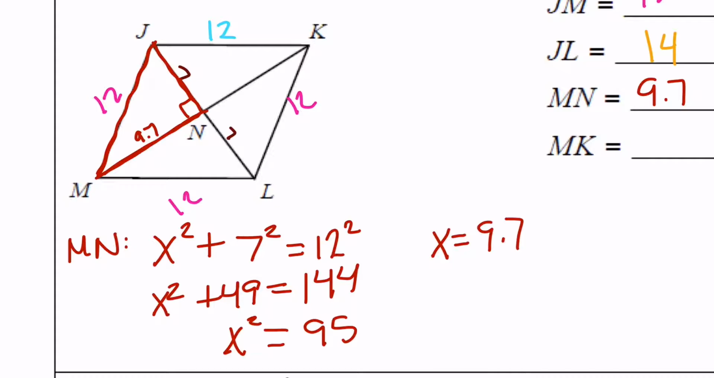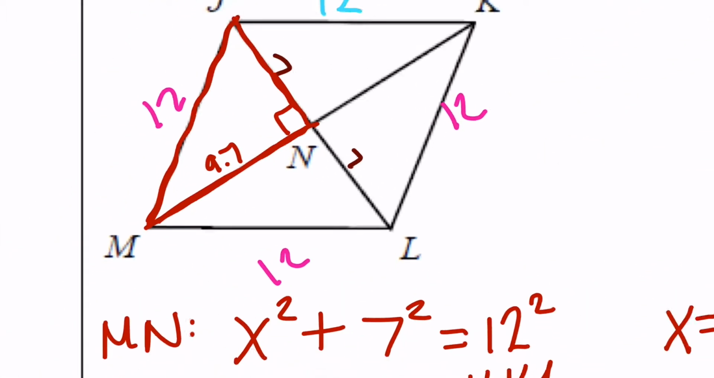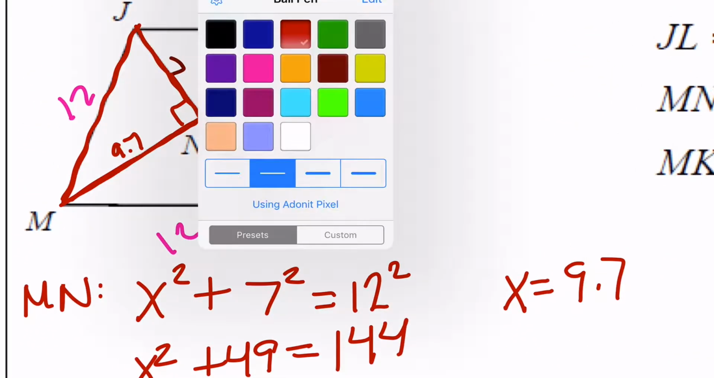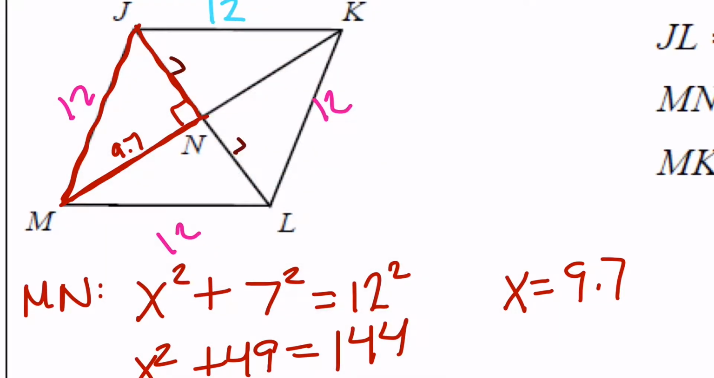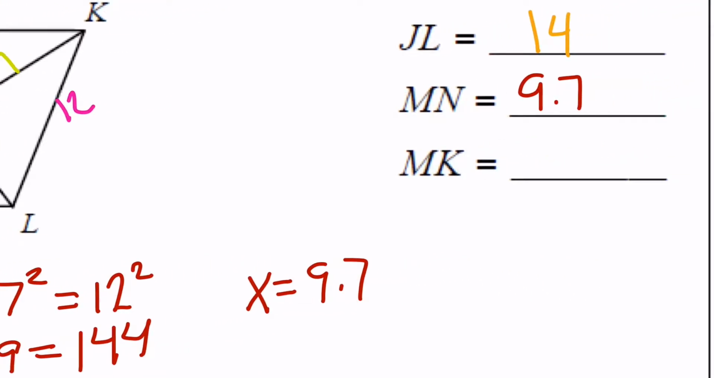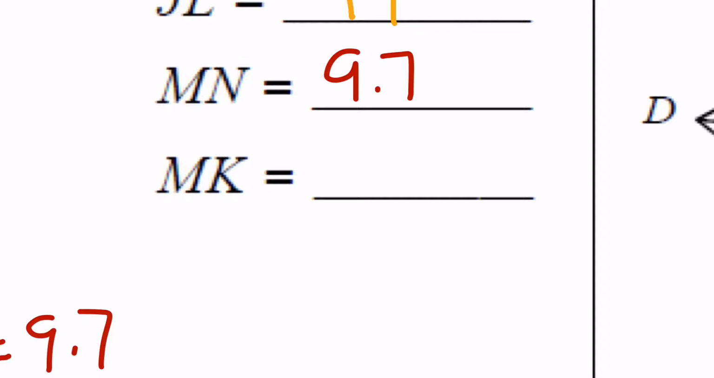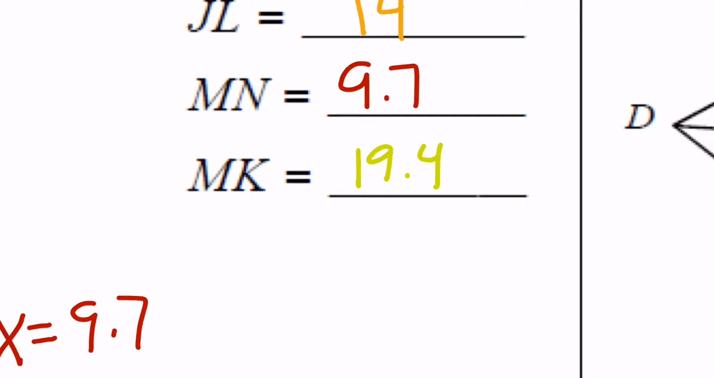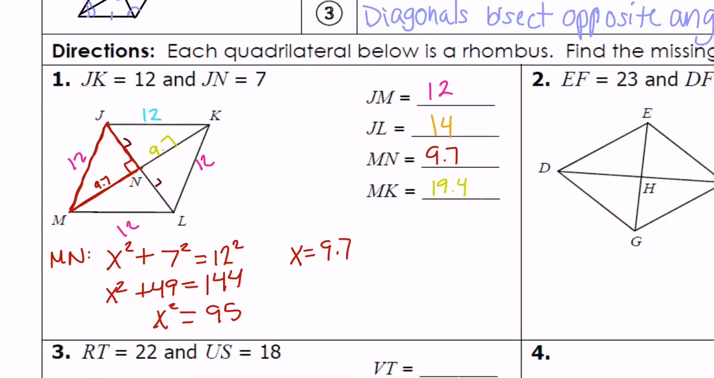So, since MN is 9.7, my last one I need to find is MK. So that is this whole thing. Since this one's 9.7, that means this one's also 9.7, and K is also 9.7. Add them together and you're going to get MK, which is 19.4. So that is learning about sides and lengths of diagonals in rhombi.